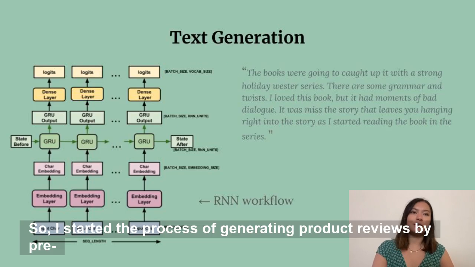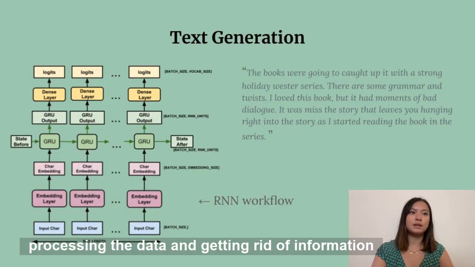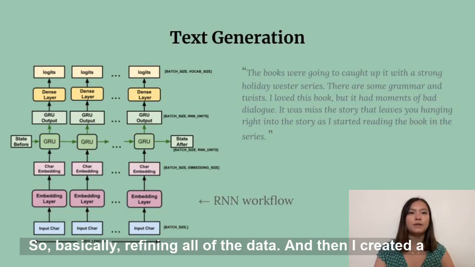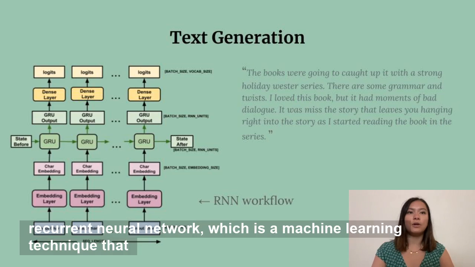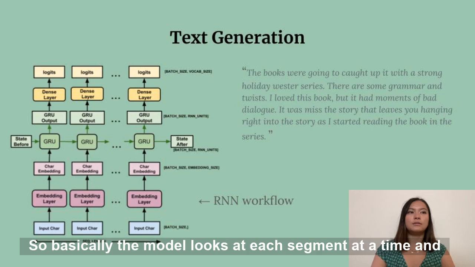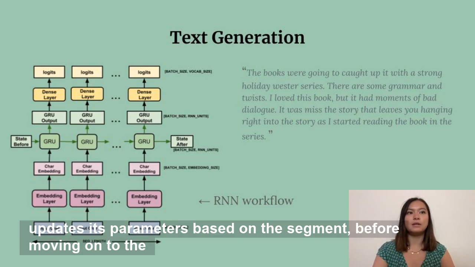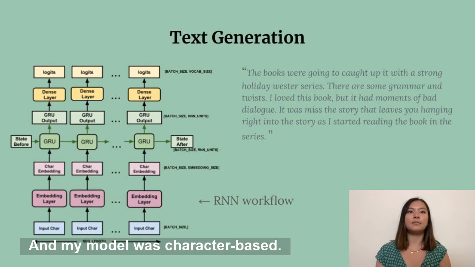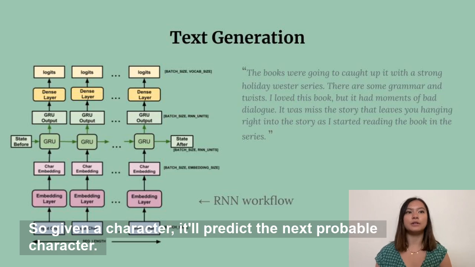So I started the process of generating product reviews by pre-processing the data and getting rid of information I didn't need. So basically refining all of the data. And then I created a recurrent neural network, which is a machine learning technique that is used for sequential data. So basically the model looks at each segment at a time and updates its parameters based on the segment before moving on to the next, instead of looking at all of the data at once. And my model was character based, so given a character, it'll predict the next probable character.